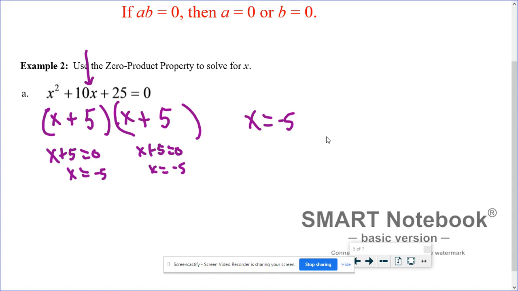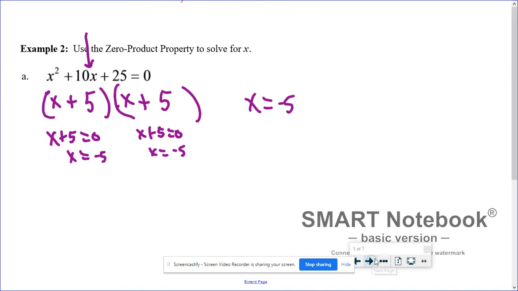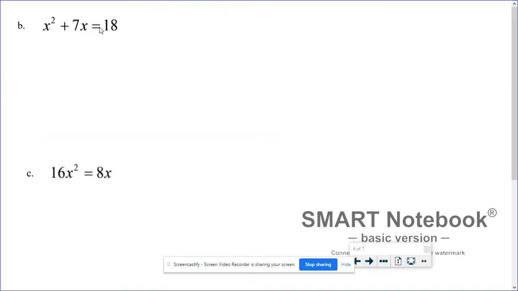So remember, think about it. We talk about how sometimes a quadratic equation can have two answers. Sometimes it can have one, or sometimes it has 0 real answers. This situation is where it has 1. We got a couple more examples over here.